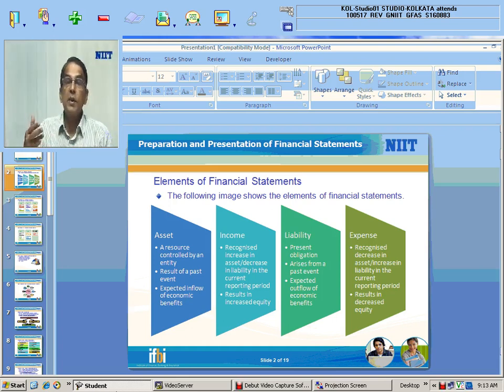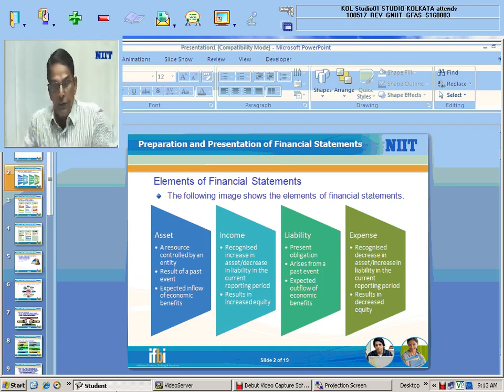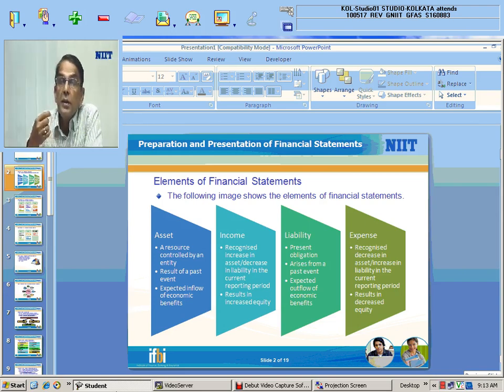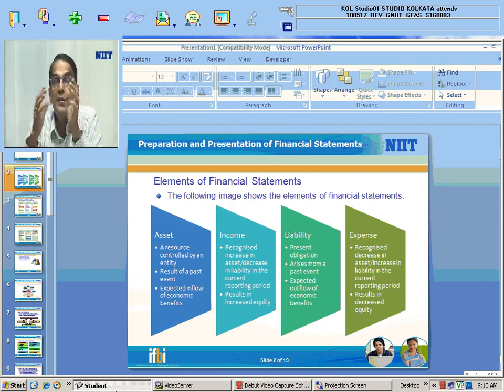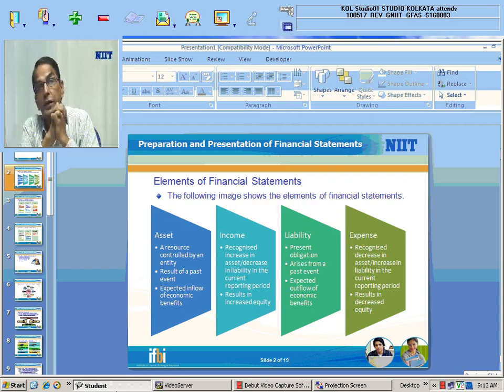So these are the 4 important elements of financial statements. In the financial statements, only these elements will be reflected. So IFRS recognizes 4 elements that constitute the financial statements: income or gain, expenses or loss. These are used for making the profit and loss statement or SOPL, statement of profit and loss. And assets and liability, these are the financial elements we will find in the statement of financial position or the balance sheet.